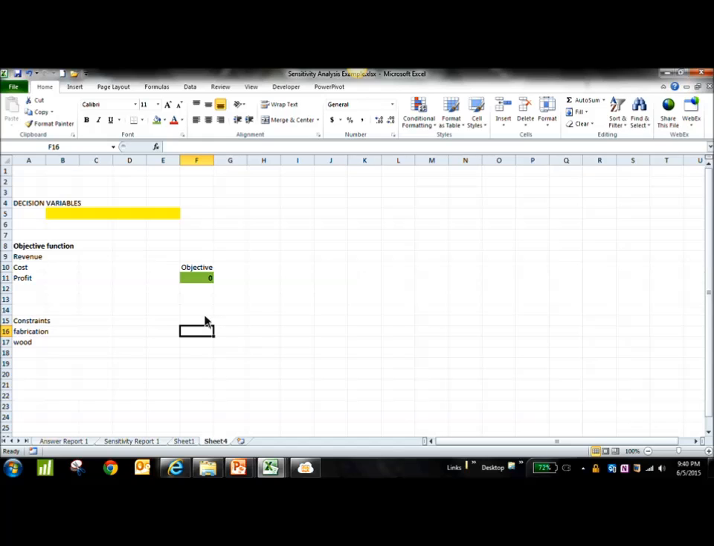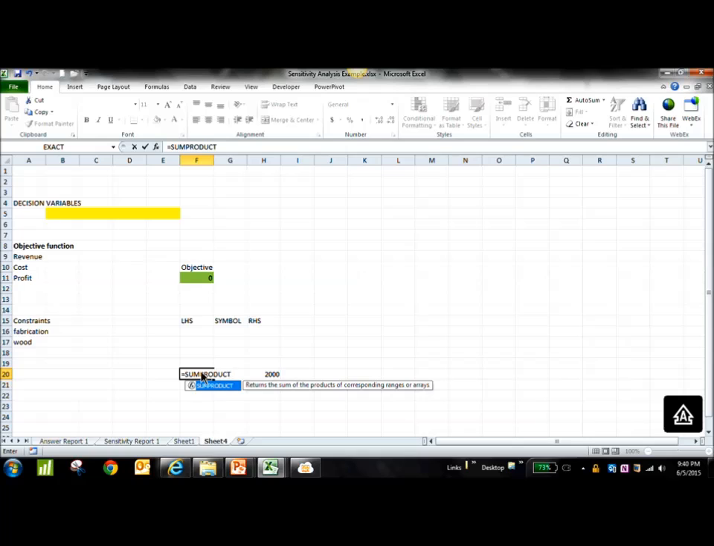And then, of course, on your constraints, you're always going to have a left-hand side, you're going to have the symbol, and you're going to have the right-hand side. The right-hand side is where you write all your constraints: 2,000, 1,600 quantities, this is my demand. And for this case, like I mentioned to you, everything should be less than or equal.